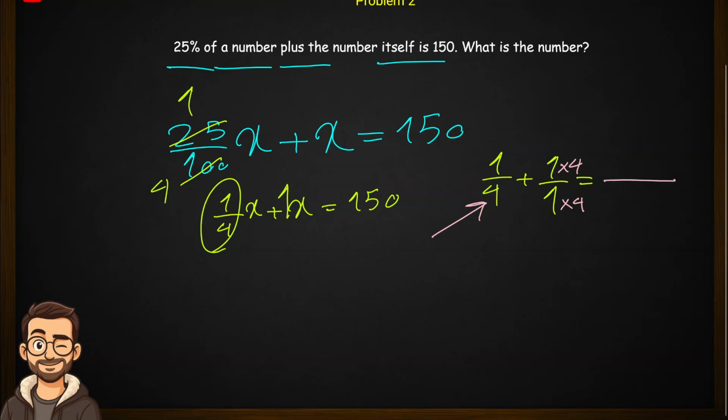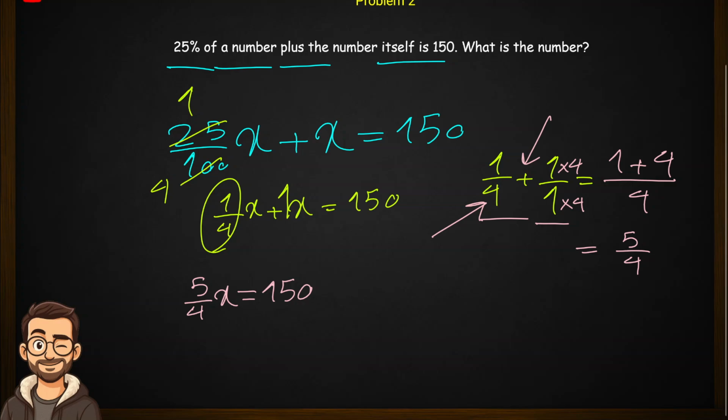So we have a fraction with 4 as a common denominator, and 1 here, plus sign here, and 1 times 4 is 4. Okay? So in the end, we have 5 over 4. On the left-hand side, we have 5 over 4 of x, and this equals 150. And as I told you in the previous example, we can write it as 5x over 4, which is equal to 150.